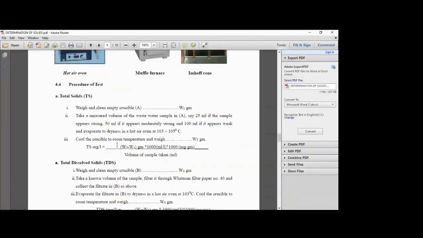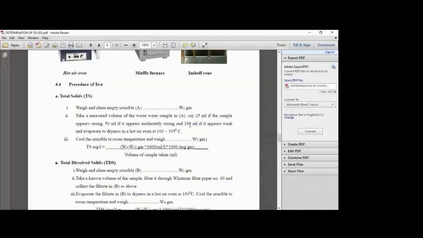So here is the procedure of the test for total solids. What we are going to do is weigh a clean, empty crucible, and that weight will be W1 grams. Then take a measured volume of the wastewater sample, say 25 ml if the sample appears strong, 50 ml if it appears moderately strong, and 100 ml if it appears weak, and evaporate it to dryness.